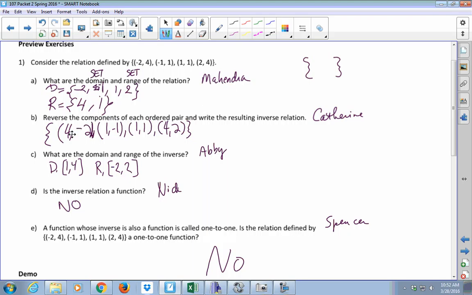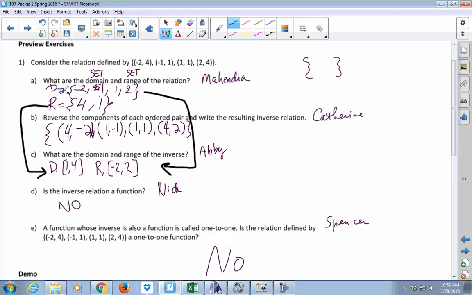Okay, so let's talk about reversing the components of each ordered pair, and writing the resulting relation. So all we did here was reverse the outputs and the inputs. And so notice now that what was originally your range becomes your domain, and what was originally your domain becomes the range.